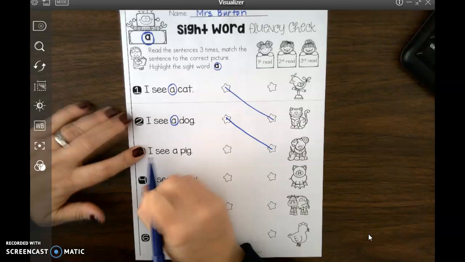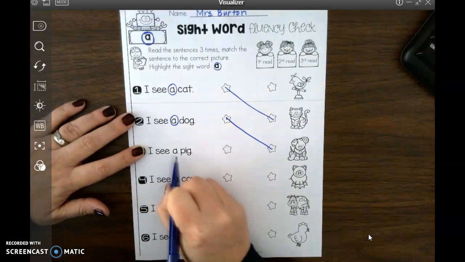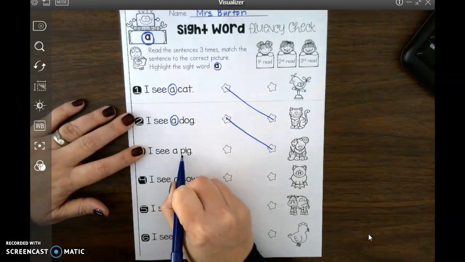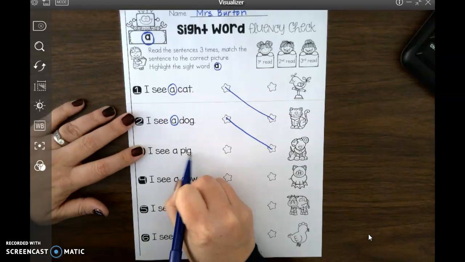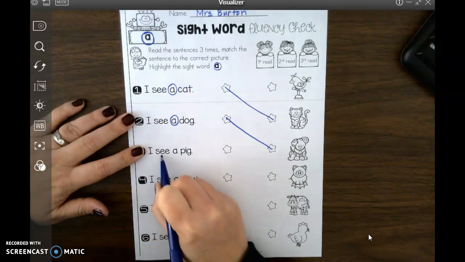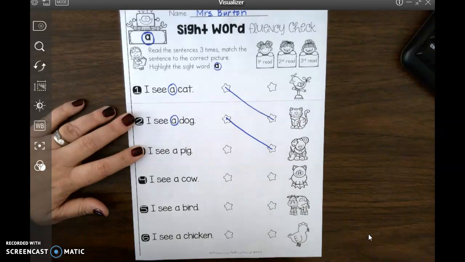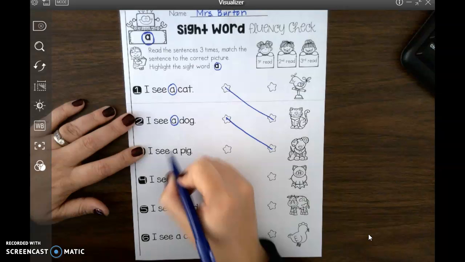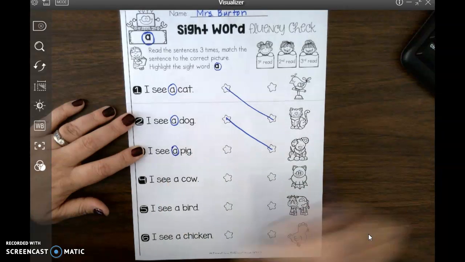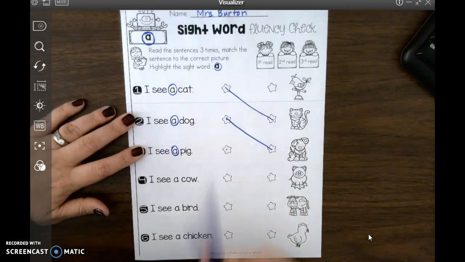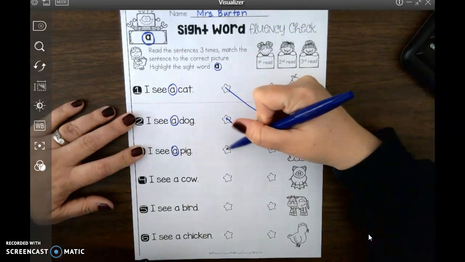All right, let's come down to sentence number 3. Let's read it together. I see a pig. I see a pig. Find the word A in that sentence and circle it. It's right there. And then see if you can find the pig and draw a line from this star beside the sentence to the star beside the pig. I'll give you a minute to do it and then I'll show you and you can check. I think the pig is right there.